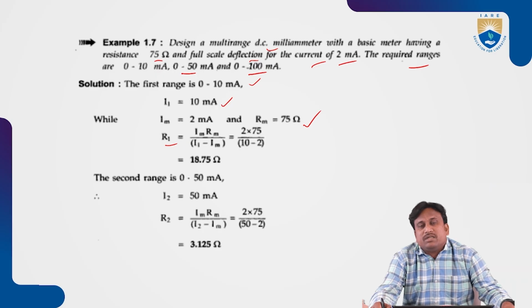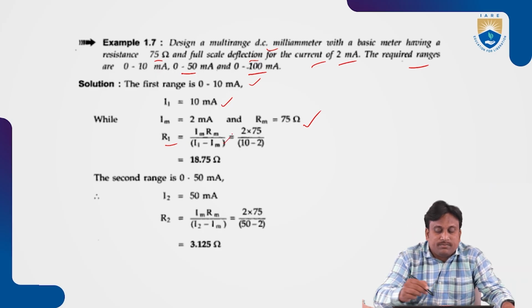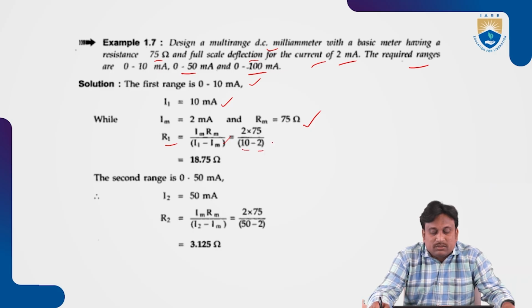Applying the same condition, R1 = Im Rm by I1 minus Im, where Im is 2 and Rm is 75. I1 minus Im means 10 milliamps minus 2 milliamps. All are in milli, so straight away we can take the numericals. No need to take 10 power minus 3 here. Here 2, here 10, here 2. When you substitute, you get R1 as 18.75 ohms.